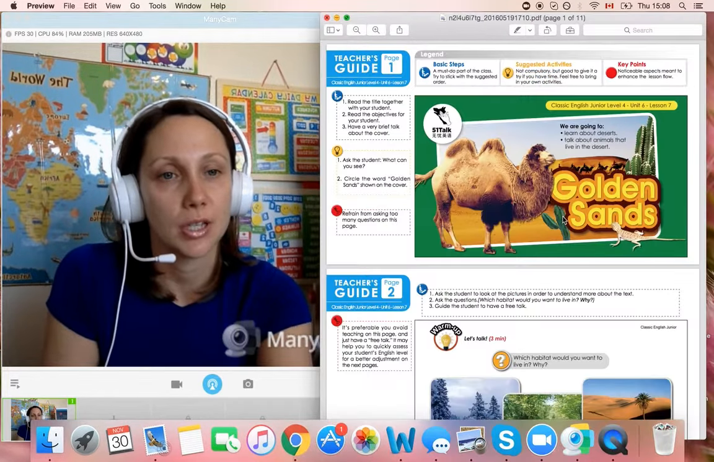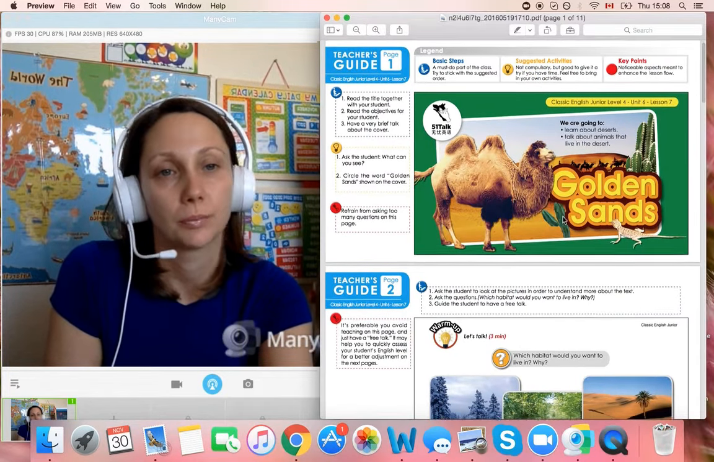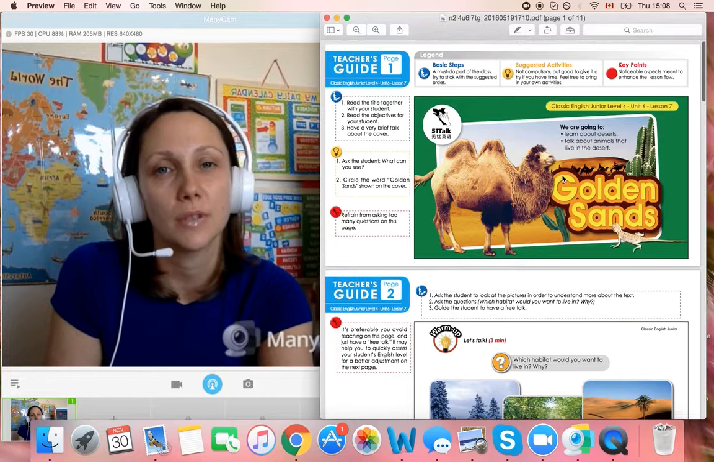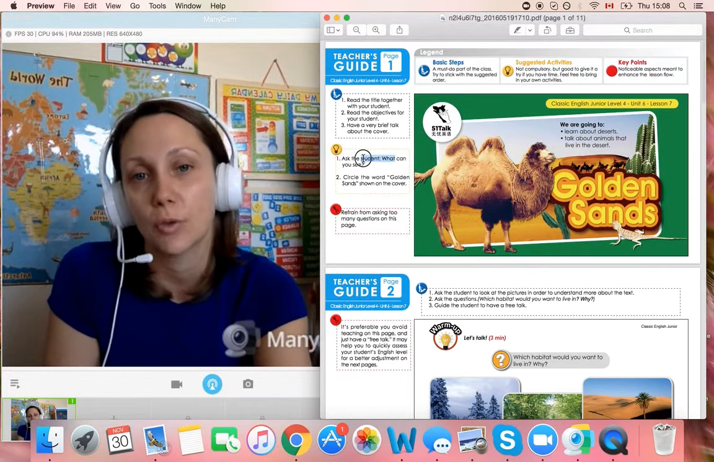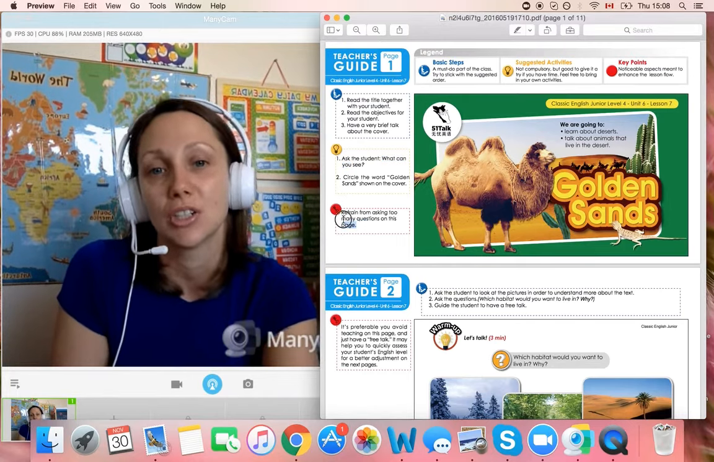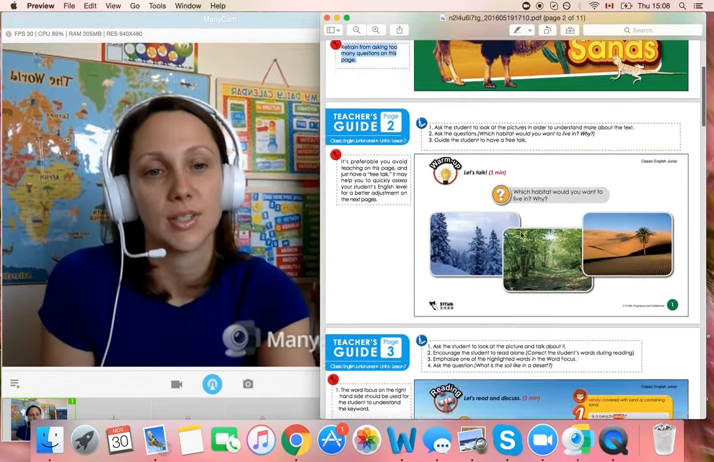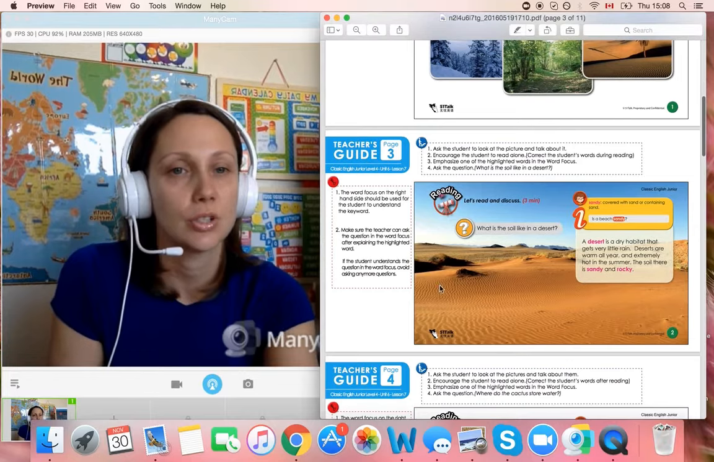And this is just the last one I randomly chose. Talking about deserts, animals that live in the deserts. Again, this one's level 4. It always gives you prompts of questions to ask the student and how to teach it. So just look through.